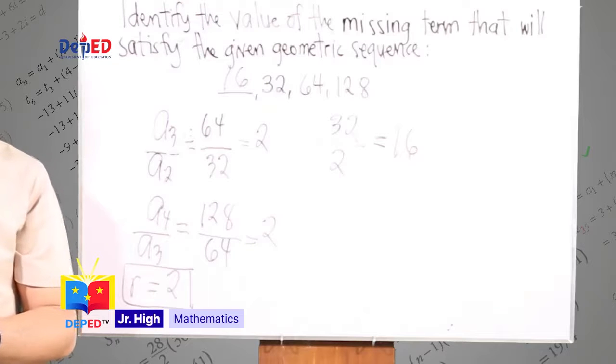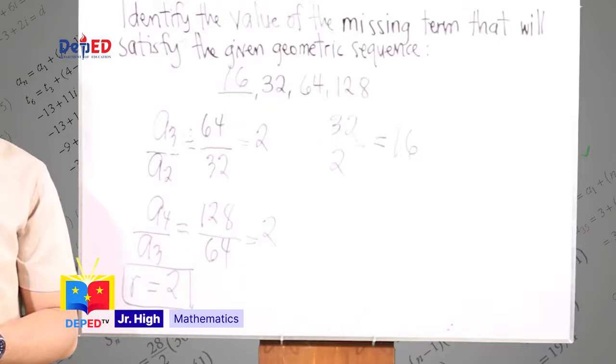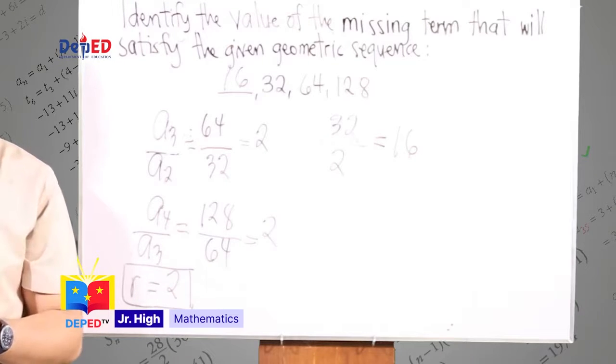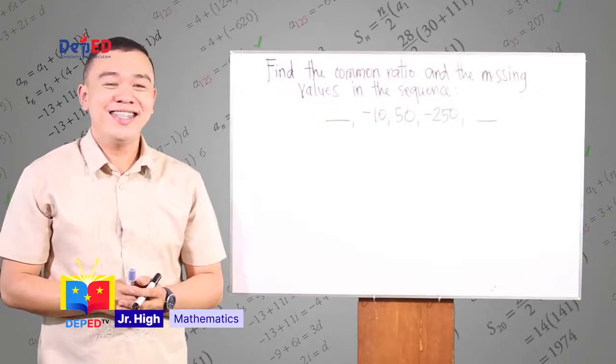Remember, to identify the missing term, first, you must find the common ratio. If the unknown value is a succeeding term, then multiply the preceding term to the common ratio. If the unknown value is a preceding term, then divide the succeeding term by the common ratio. Let's see what you've learned.